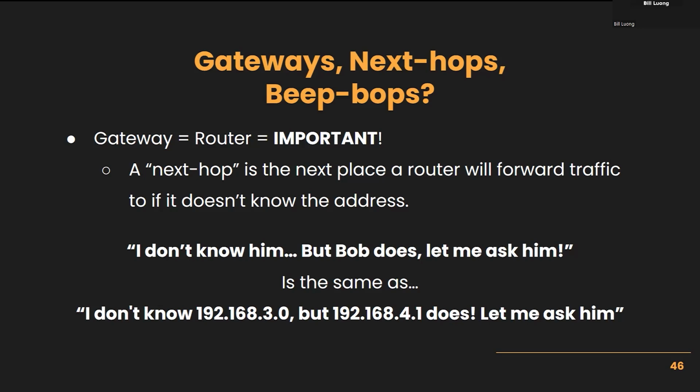It's the same thing with routers. If one router doesn't know a certain network, it possibly knows another router that does, so it would forward the traffic to that next hop.